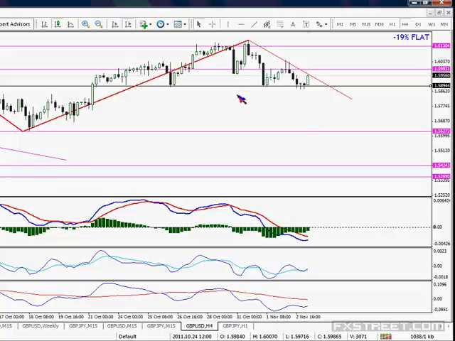More important, I think, for short-term trading is this level. I'm going to make it even more clear.